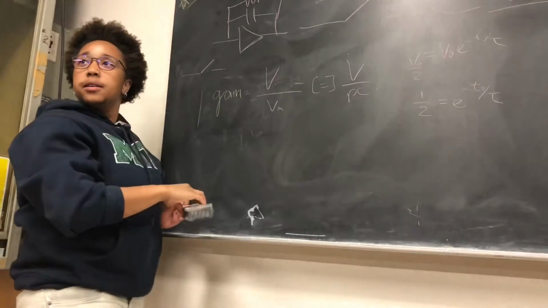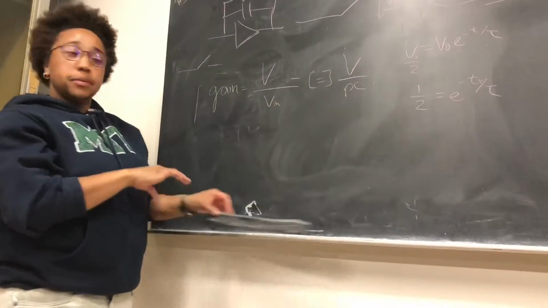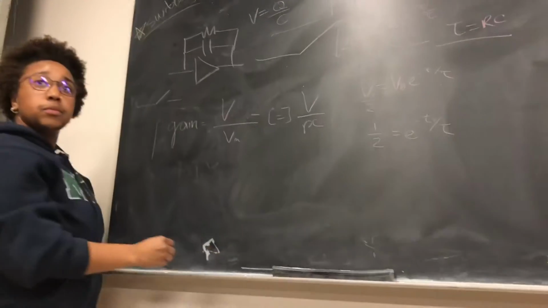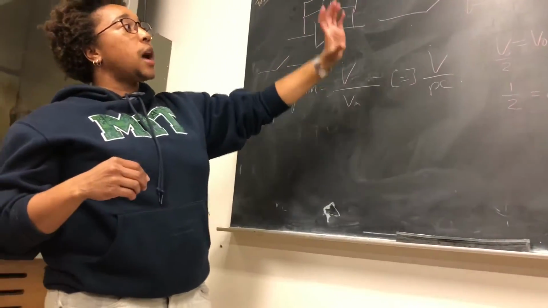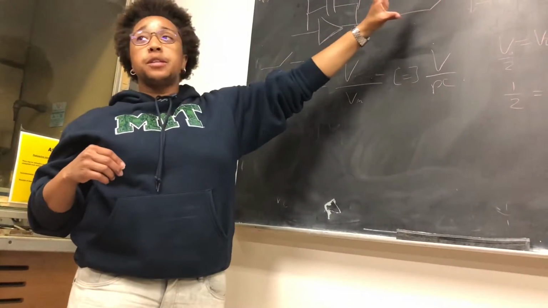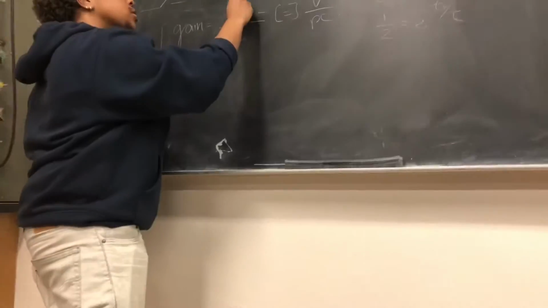Does everybody get why? It's V preamp. That's the charge integrator, right? And so the height of that output voltage signal is how much charge it integrated. So that's the gain. So this is V preamp.